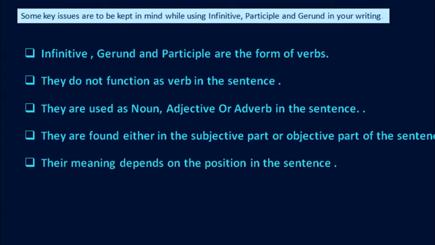So here are some issues. Infinitive, gerund, participle are forms of verb, but they don't function as verb in the sentence. They can be used as noun, adjective or adverb in the sentence. They are found either in the subjective part or objective part of the sentence. Their meaning depends on the position in the sentence. So this point you should keep in mind.